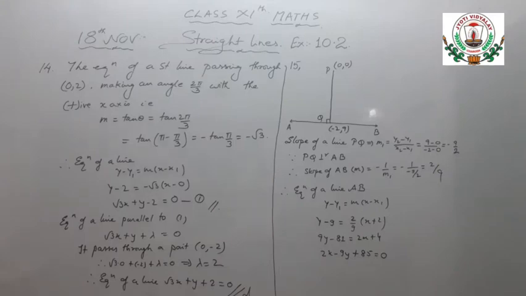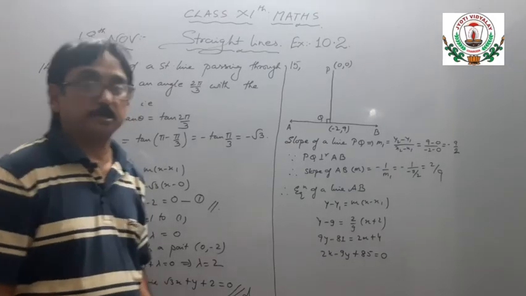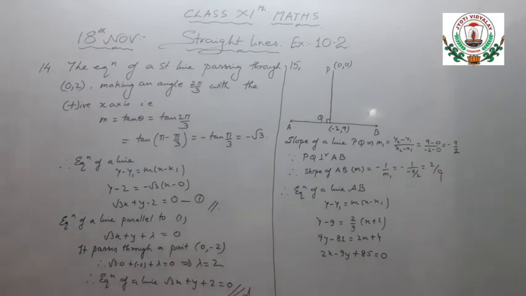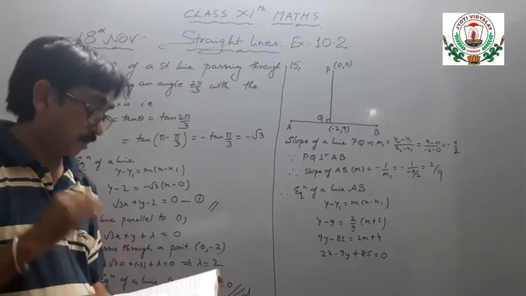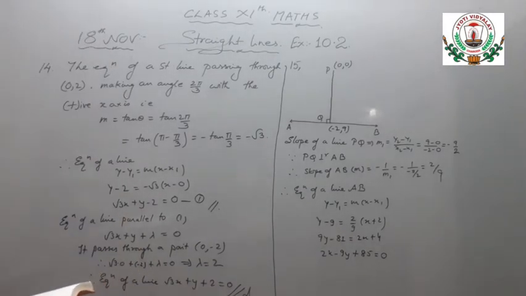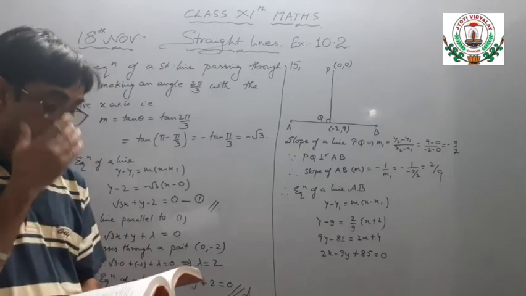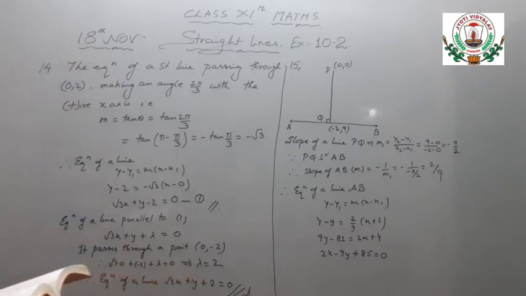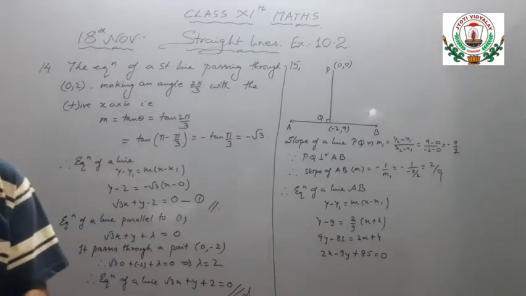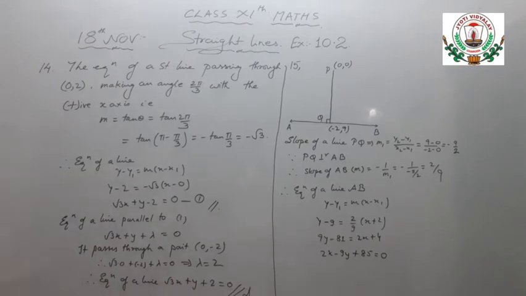Good morning, students. Today we are going to start our remaining questions of exercise 10.2 related to straight lines. Question number 14 is given. Find the equation of the line passing through the point (0, 2), making an angle of 2π/3 with the positive x-axis. Also find the equation of the line parallel to it and crossing the y-axis at a distance of 2 units below the origin.